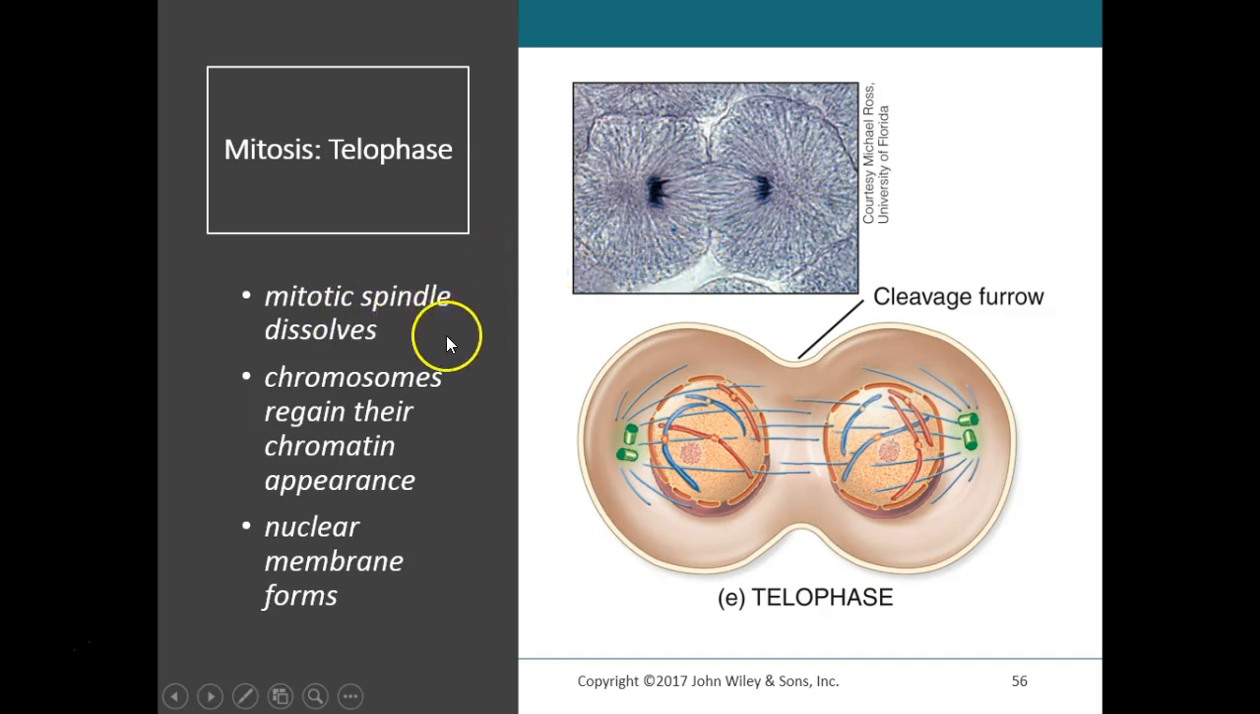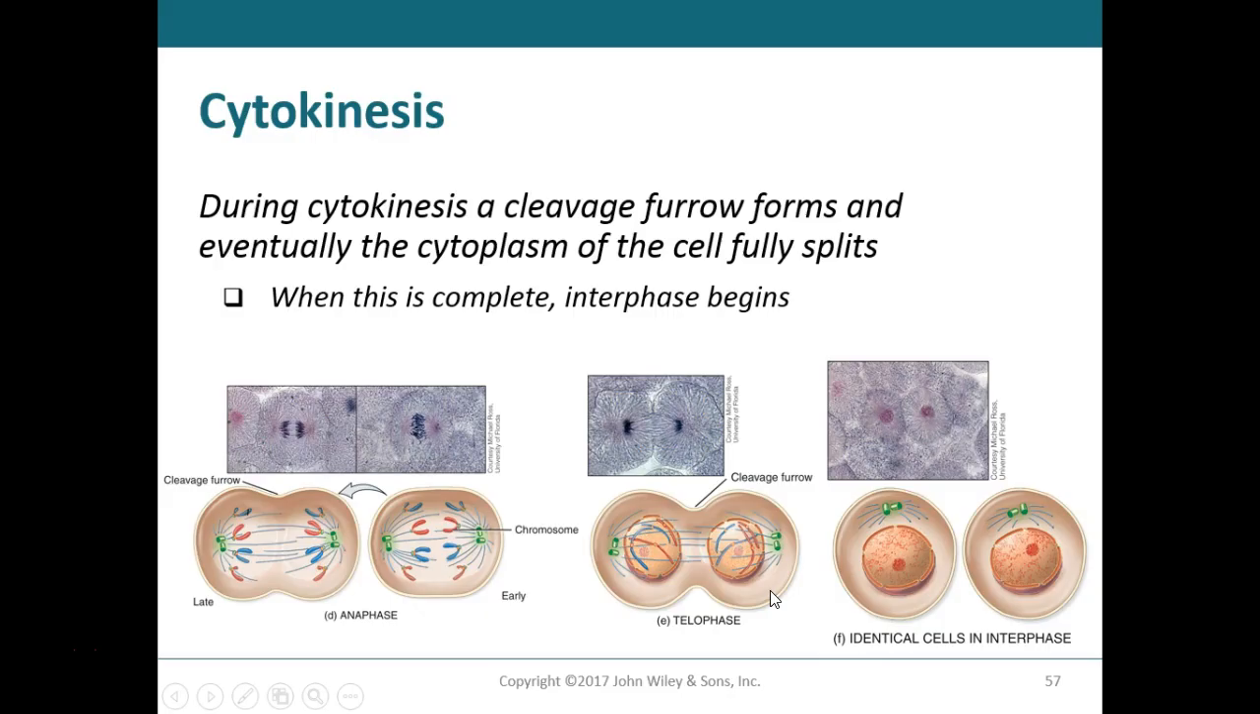So in telophase, the mitotic spindles disappear. The chromosomes go back to chromatin, and the nuclear envelope starts to reform around each of those two new nuclei. Now we don't have two complete cells yet because they're still attached at that cleavage furrow. Cytokinesis is the division of the cell cytoplasm and all those replicated organelles. That process starts in late anaphase or early telophase when we start forming that cleavage furrow. When cytokinesis is complete, interphase begins again, and the cell starts doing its cell job.